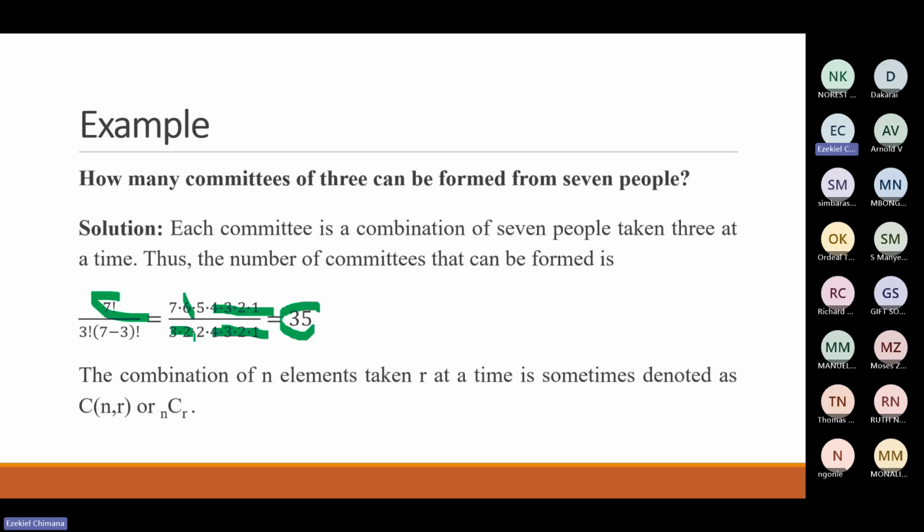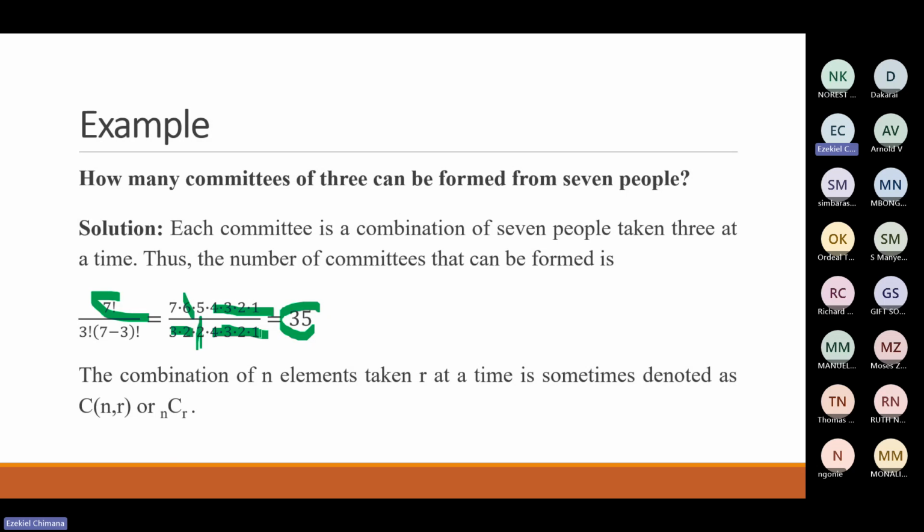I think I missed something there. This 2, I'm sure this was supposed to be a 1. This one is wrong. Because 3 factorial is 3 times 2 times 1, this is just a mistake. So it's 3 times 2 times 1. If you cancel this, you end up having 7 times 5, which is 35.